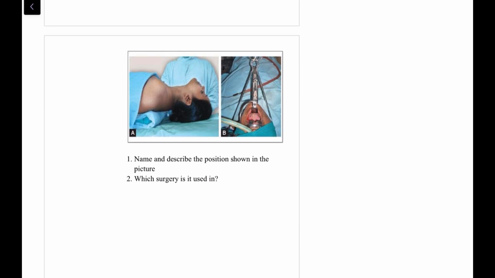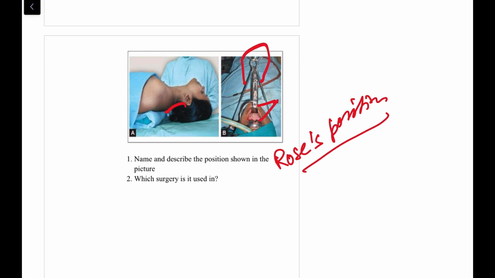Then coming to the next picture. So it has been asked to name and describe the positions shown. As you can see, there is a sandbag placed between the shoulder blades and there is extension of the neck. So this is a Rose's position. As you can see, the Boyle-Davis mouth gag and the Draffin's bipods have been applied in this picture. So this surgery is tonsillectomy.